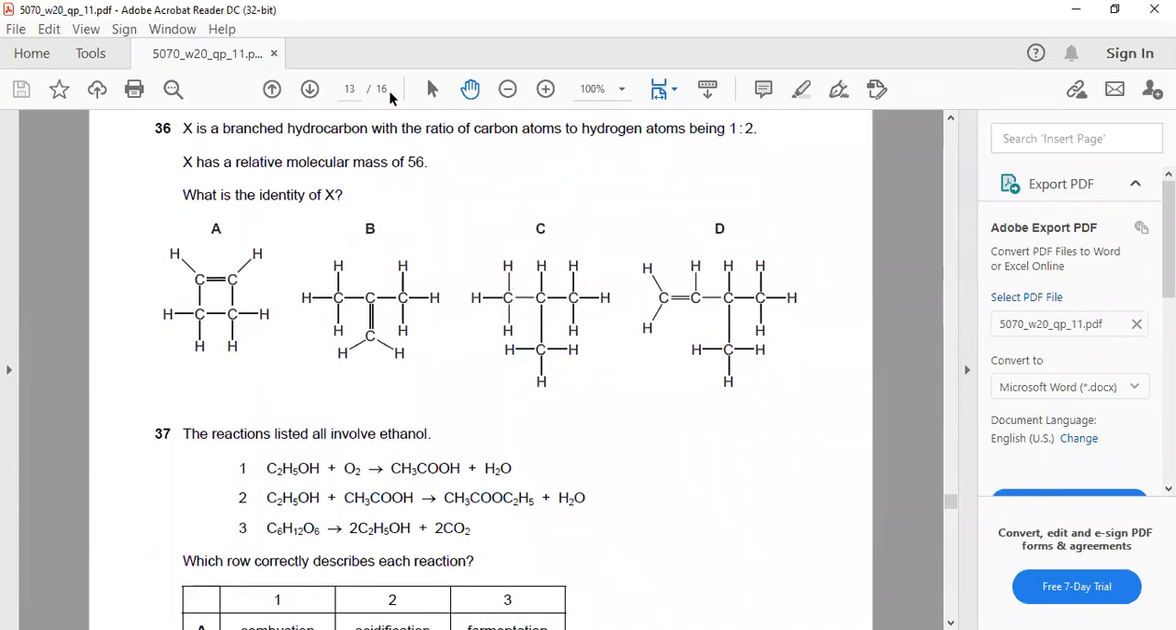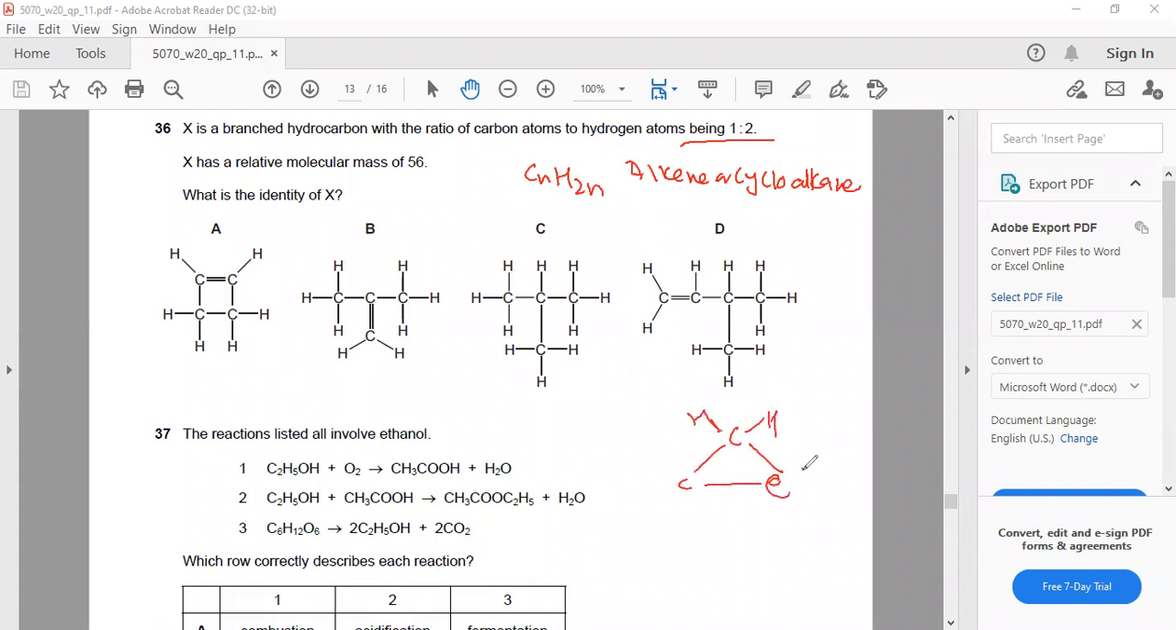36. Again, organic chemistry: a hydrocarbon with the ratio of carbon to hydrogen 1 to 2 means alkene or cycloalkane. If you have not heard about cycloalkane, like cyclopropane, they both have general formula CnH2n. Cyclopropane is C3H6, the same general formula. Cycloalkane and alkene have general formula CnH2n. Carbon and hydrogen have a 1 to 2 ratio.